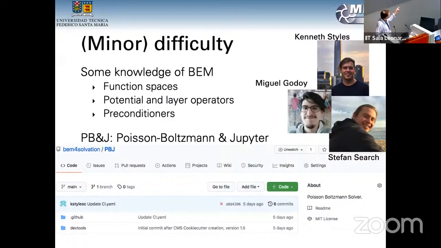And that's how PBNJ was born. Not peanut butter and jelly. It's Poisson, Boltzmann, and Jupyter.